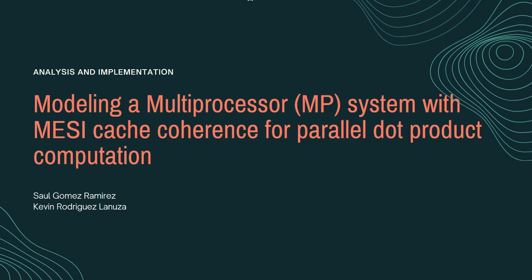So this is the project for modeling a multiprocessor (MP) system with MESI cache coherence for parallel dot product computation, made by Saul Gomez Ramirez and Kevin Rodriguez Lanusa.